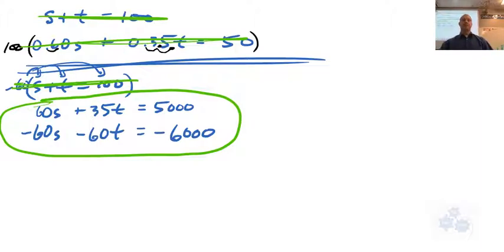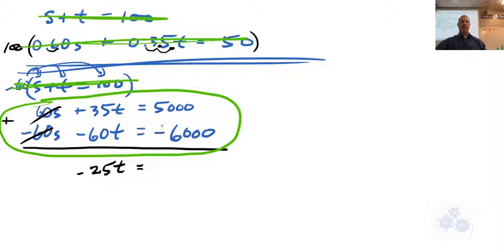So what do I do next? I add. Thank you, that's the one little word I was looking for. I add the two equations together. 60 plus negative 60, those are going to be gone. There's a zero term, s is eliminated, which is exactly what we want. 35 minus 60 is what? Negative 25t. Very good. And 5,000 minus 6,000, negative 1,000. Divide by negative 25. And what do we get? t is 40. So 40 is the value for t.